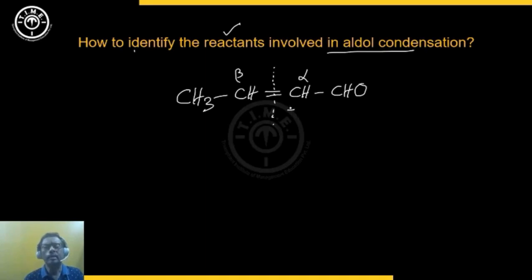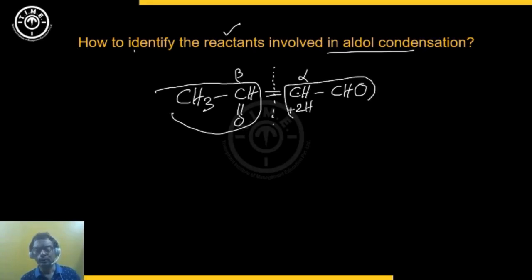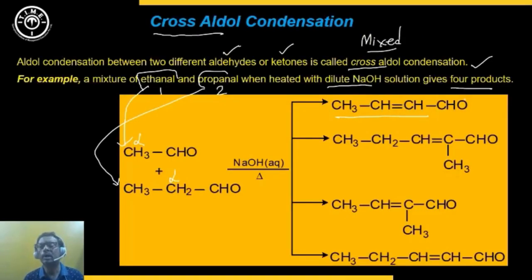On the alpha, attach 2 hydrogens to the alpha carbon. And at the beta, attach a double bond O. Now look at this. CH3CHO, ethanol. What is this? This is also CH3CHO, ethanol. So, 2 ethanol molecules have formed this one. So, carbanion 1 hitting carbonyl 1.